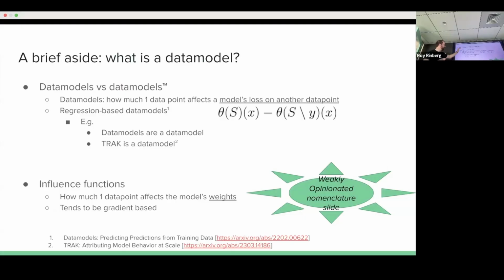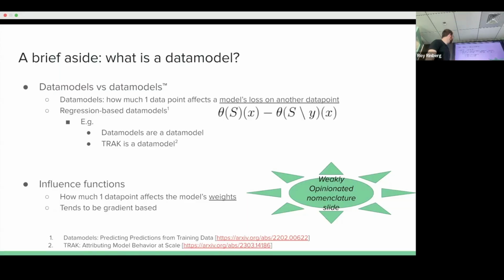But there's influence functions and there's data models, and there's also data models TM. Influence functions, as I understand them, are about when one data point is removed, how it affects the weights. Data models is how one data point affects the loss on another data point. And then there's specifically a data models method called data models, which is very annoying, which is kind of this regression that I will breeze through in like 20 seconds. But as an example, TRAK is a data model. This is weakly opinionated, don't sue me.